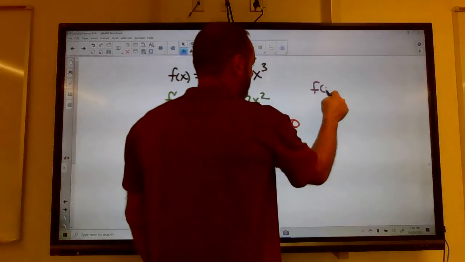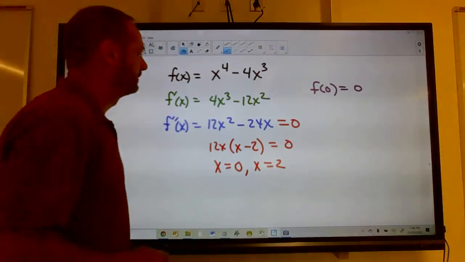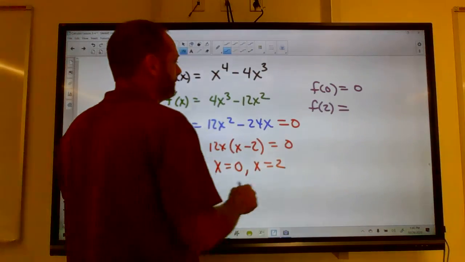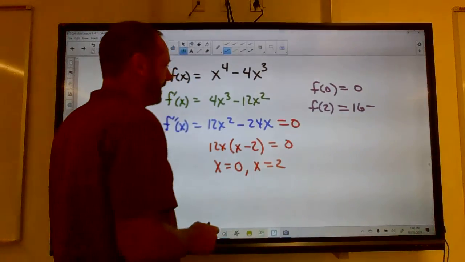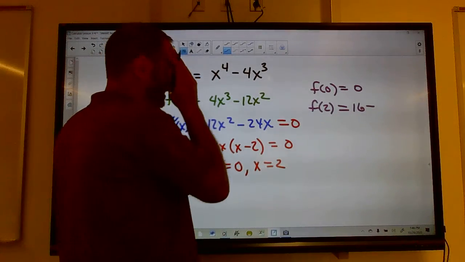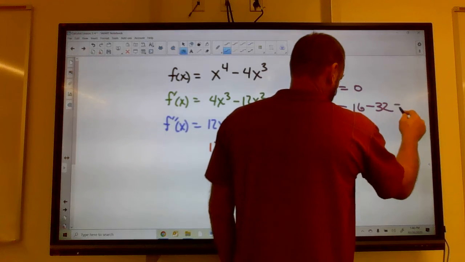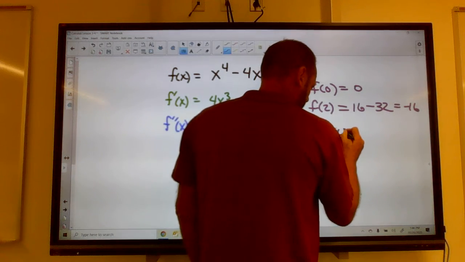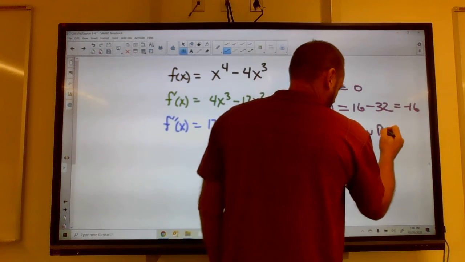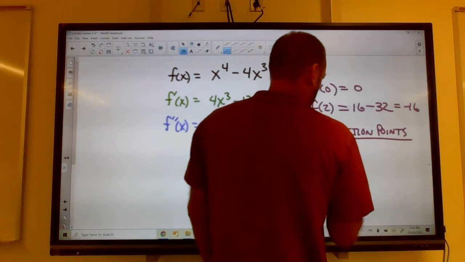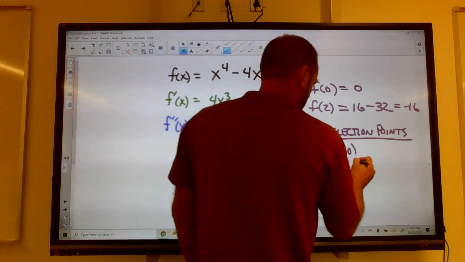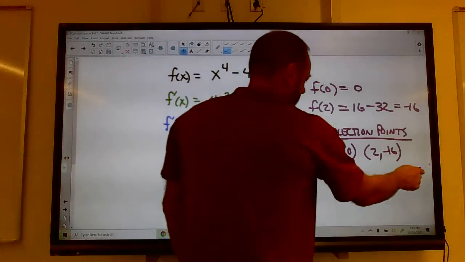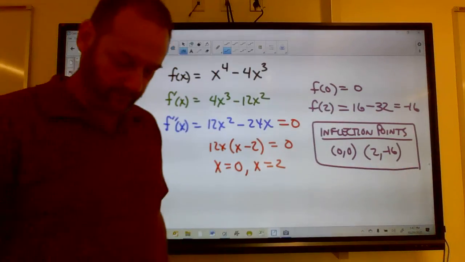So f of 0 is 0. And f of 2 would be 2 to the fourth power, which is 16, minus 4 times 2 cubed. So 2 cubed is 8, that'd be minus 32. That'd be negative 16. So I have inflection points at 0, 0 and at 2, negative 16. Very simple to do.